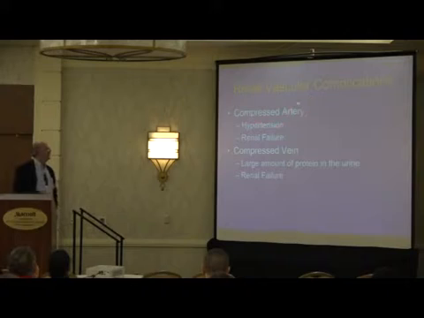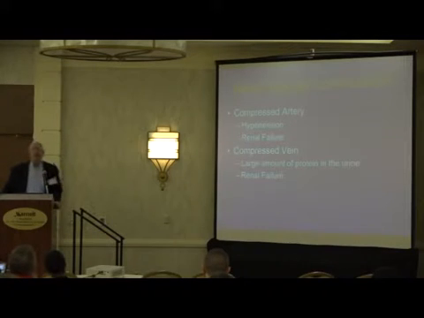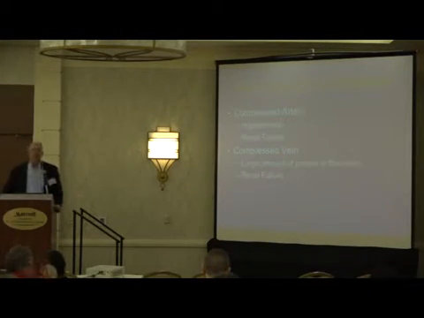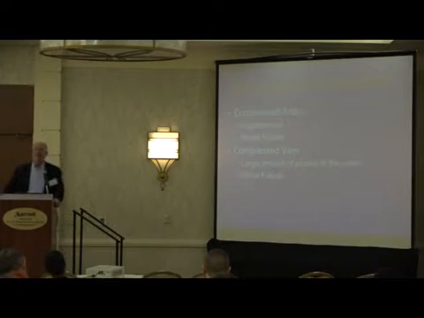If this compresses the artery and becomes symptomatic, you can develop high blood pressure that's new, and this blood pressure can be severe. And if it's bilateral, meaning affecting both sides, it can also lead to kidney failure. If you have significant compression of the vein, this leads to large amounts of protein in your urine. And once again, if it's significant, it can lead to kidney failure.